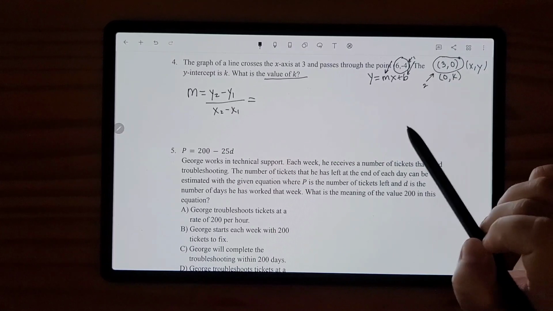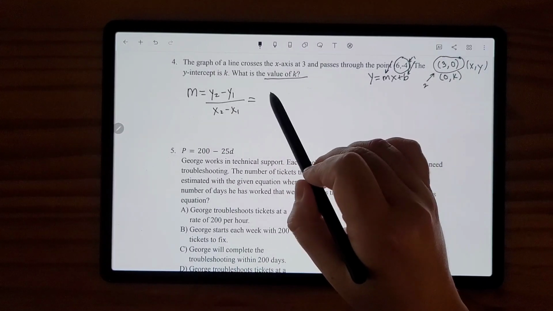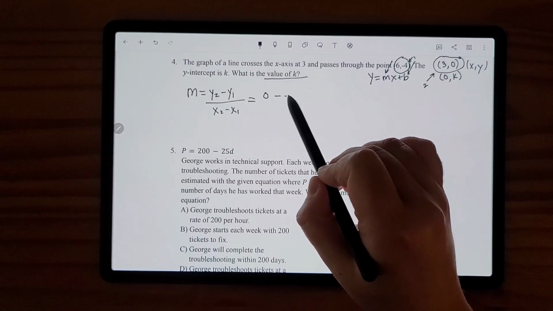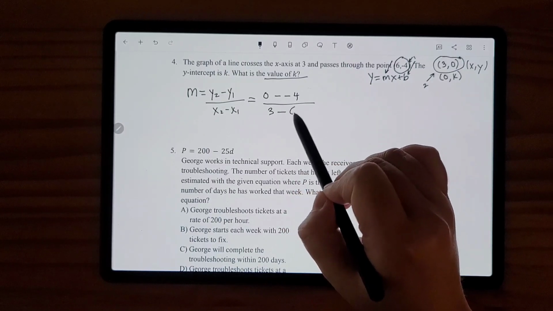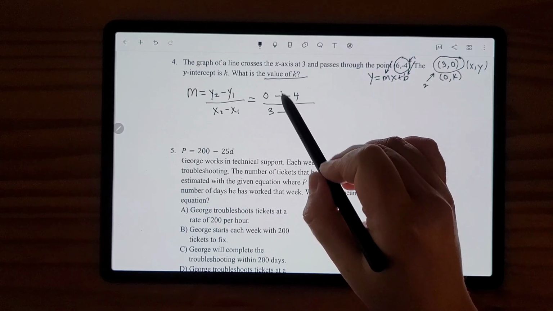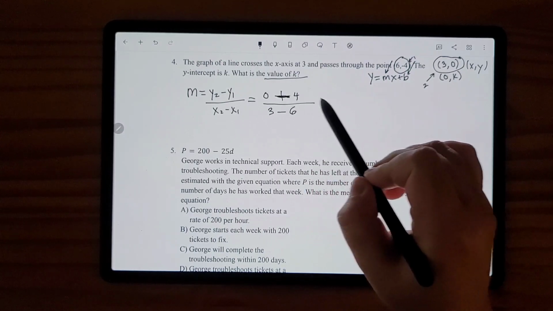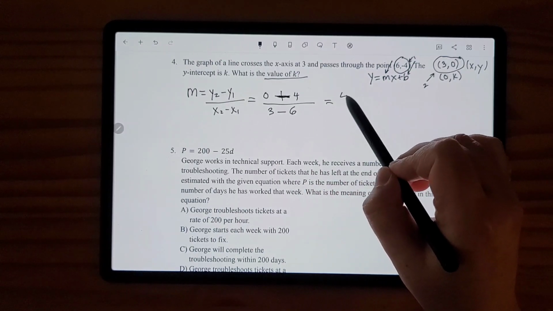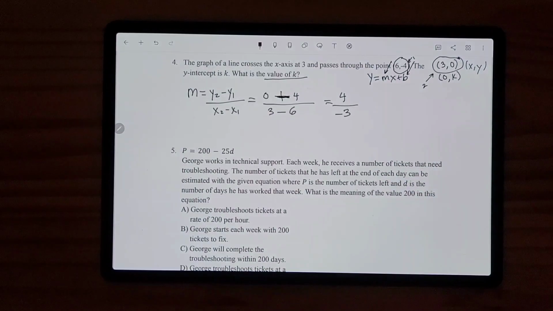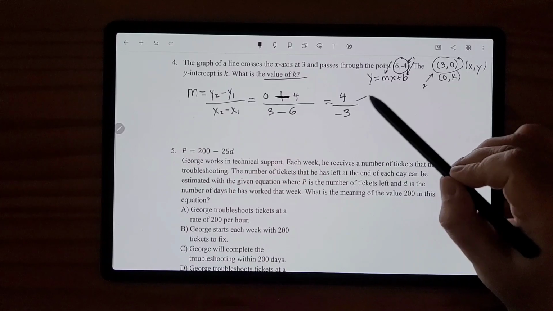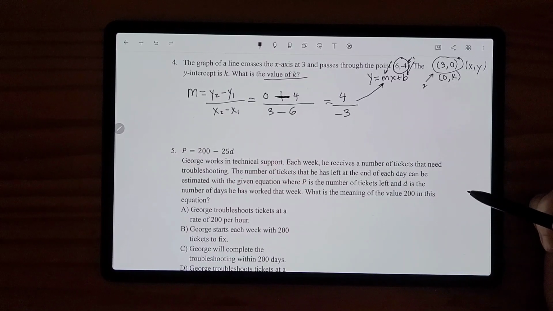So I'm going to just call this point 2 and this point 1. So then I'm going to do 0 minus -4 over 3 minus 6. Minus and minus is turning into a plus. That's just addition. So then I'm going to have +4 over -3. So that's my slope that I'm going to plug in for m right over here.